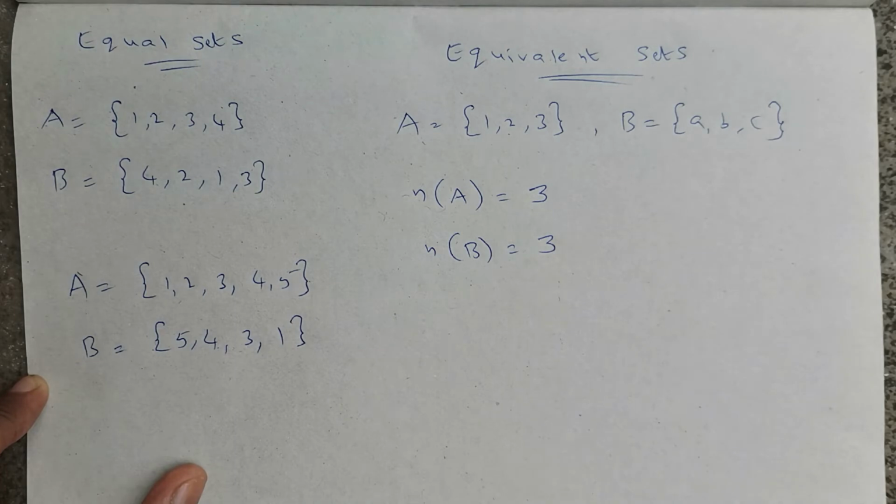So if the number of elements in the given two sets is equal, then those two sets are called equivalent sets. Only the number of elements should be the same. The number of elements should be the same.